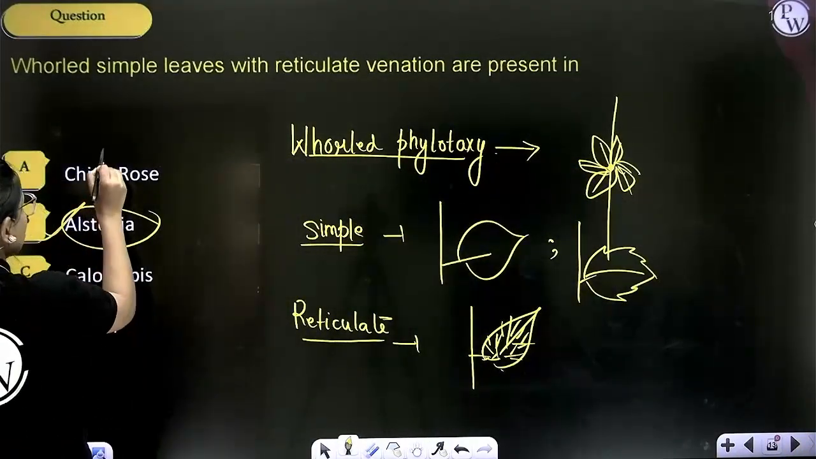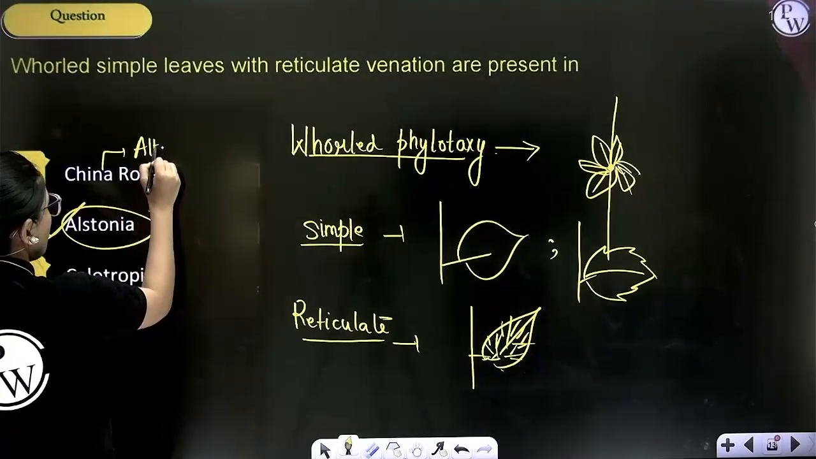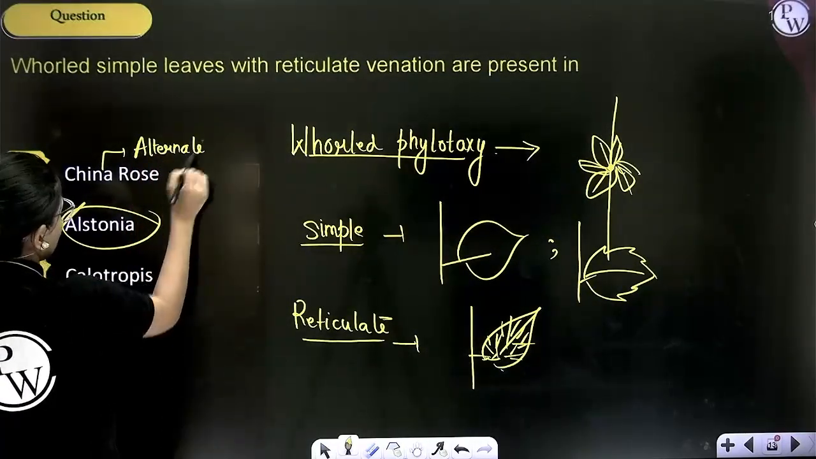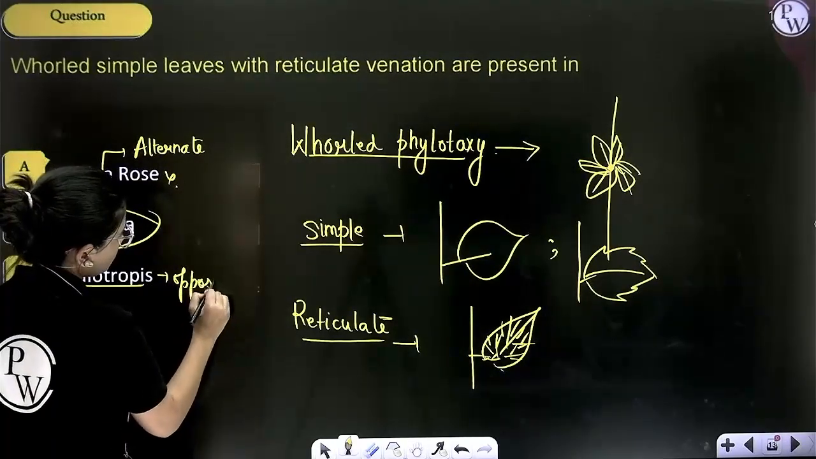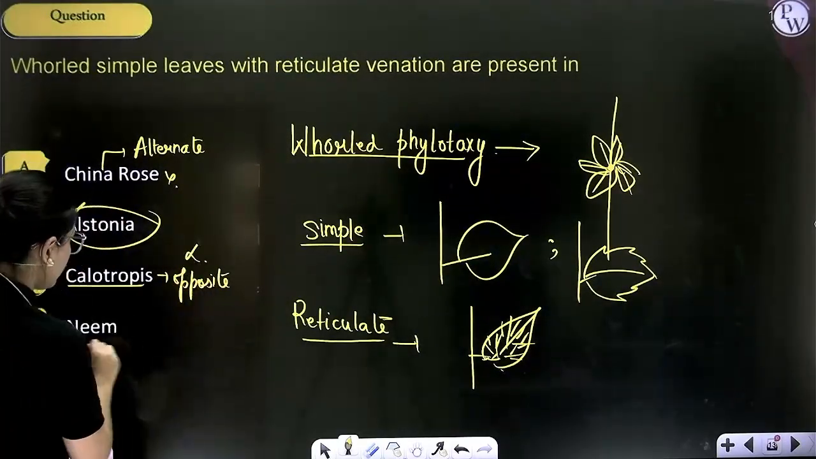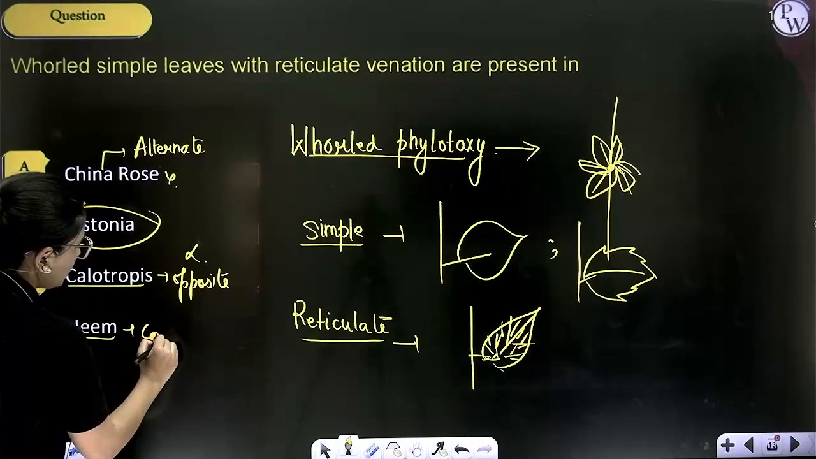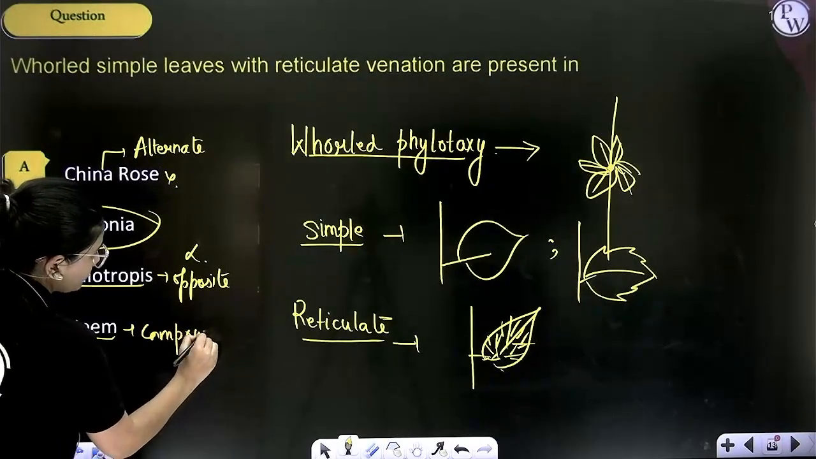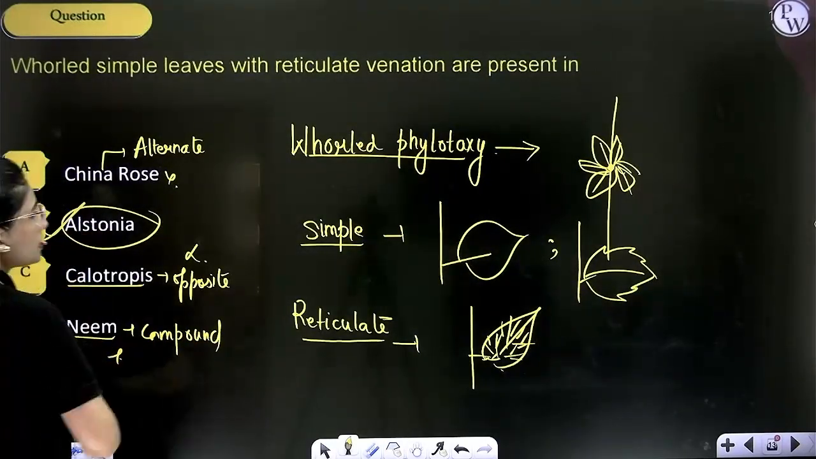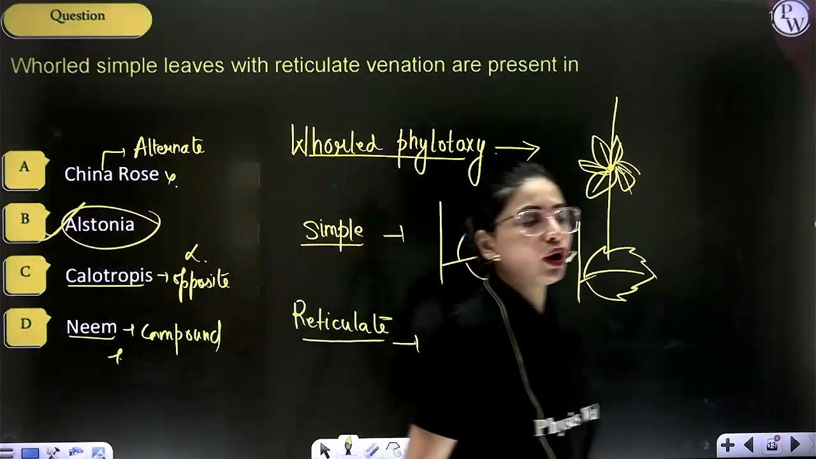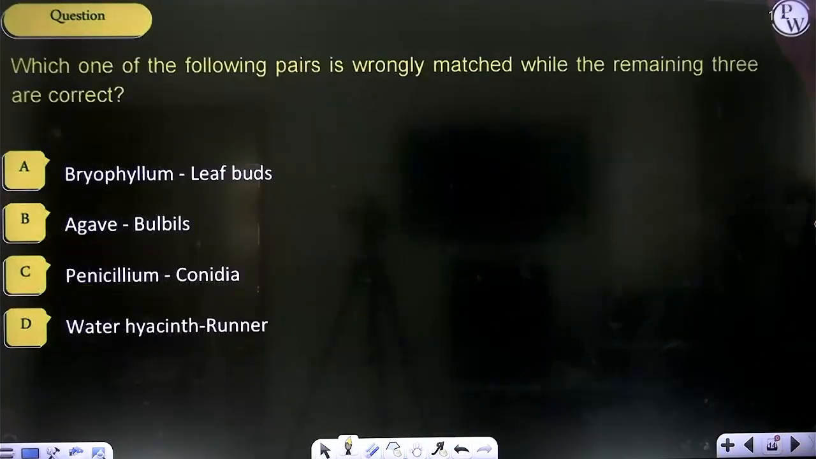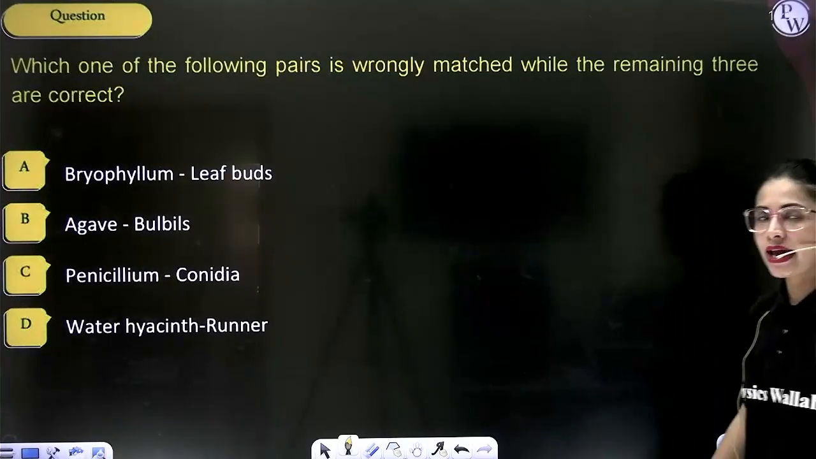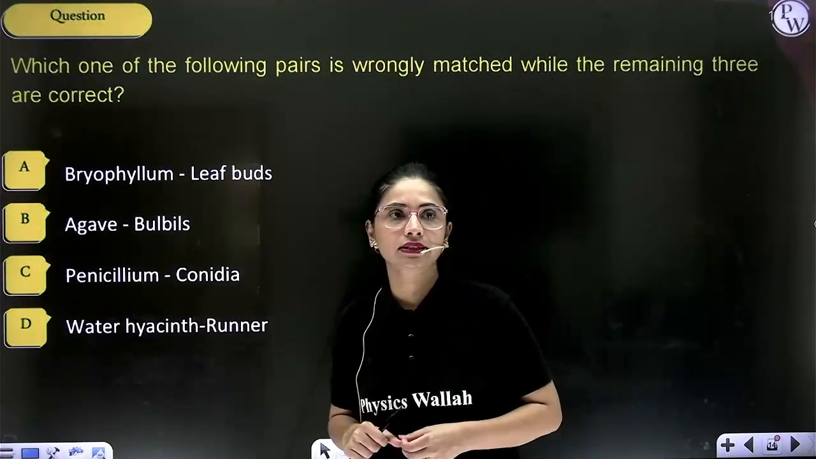Why? Because China rose shows alternate phyllotaxy. Wrong. Calotropis shows opposite phyllotaxy. Wrong. And neem is a compound leaf. So again wrong. So the answer becomes B. Has everyone understood this question? If yes, then let's proceed with the next.